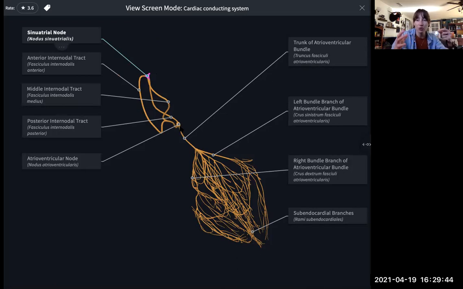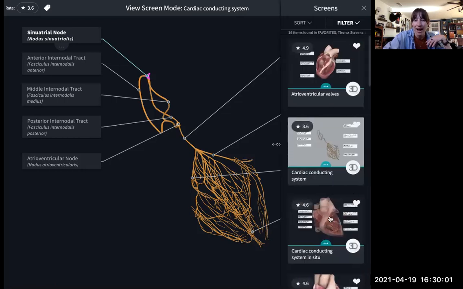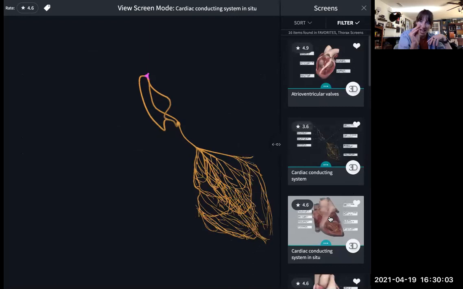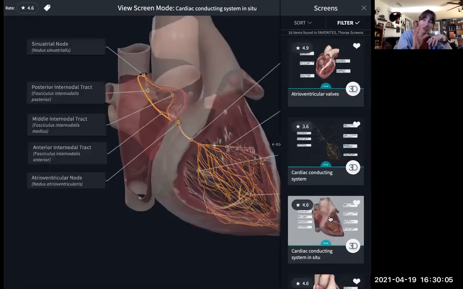And then the AV node is going to pause. It's going to pause for that half second while the atria completely contract and squeeze out all the blood before sending the signal down all the way to the apex of the heart and causing the ventricles to contract from the apex up. So the ventricles contract from the apex up, okay?